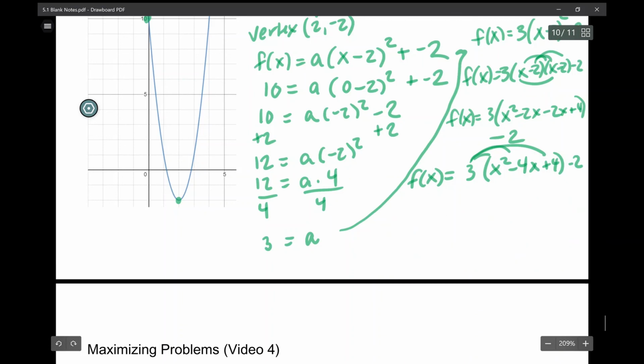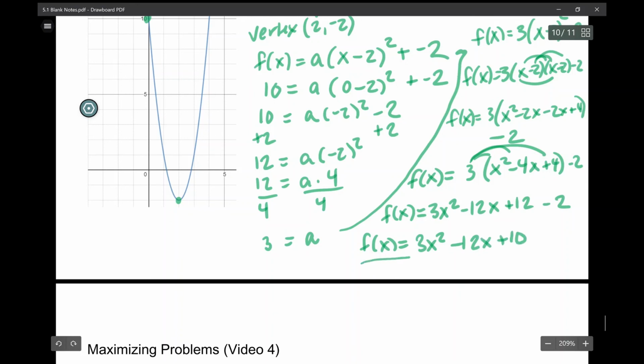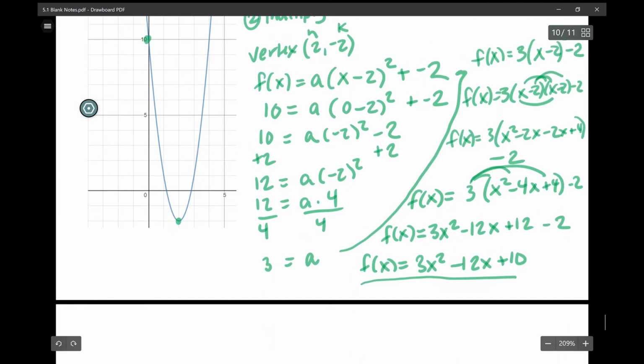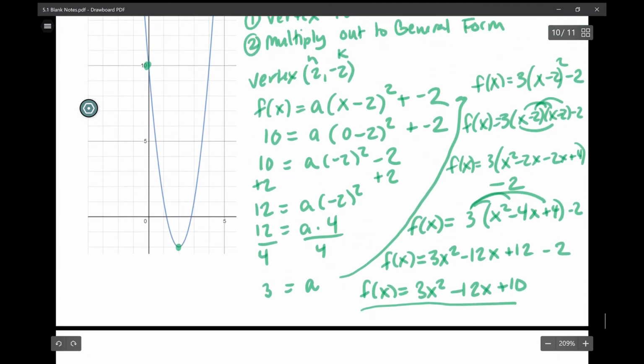Here we go. F of x equals 3x squared minus 12x plus 12 minus 2. F of x equals 3x squared minus 12x plus 10. And that's my function in general form, and up here was my function in vertex form.